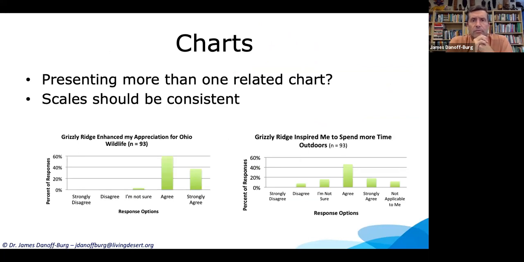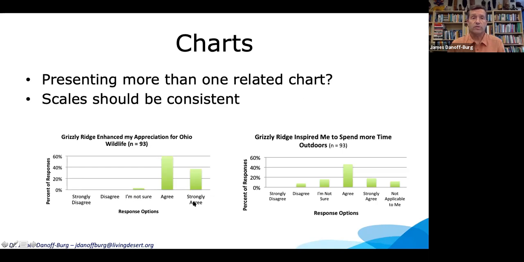A thing to think about when we're presenting charts, if we're, in this case, showing 2 sets of vertical bar charts, and they're for 2 different questions. On the one side, it says Grizzly Ridge, the name of the habitat or the exhibit at this zoo, enhanced my appreciation for Ohio wildlife. And then again, it shows the number of samples. And then there was a separate question that said, Grizzly Ridge inspired me to spend more time outdoors. Same sample size. And then we have the percentage of responses that answered either strongly disagree, disagree, neutral, I'm not sure, agree, or strongly agree.